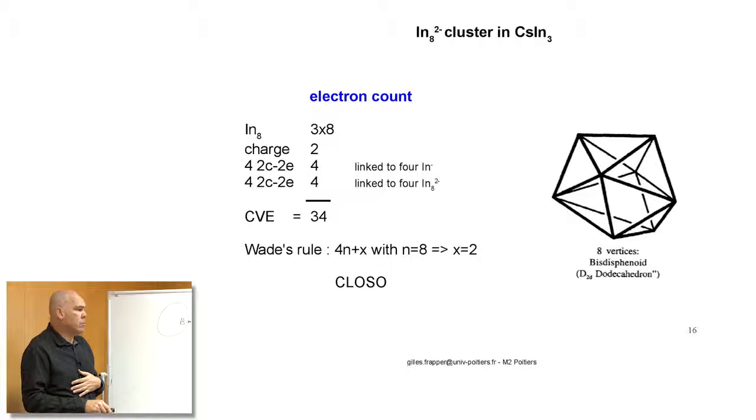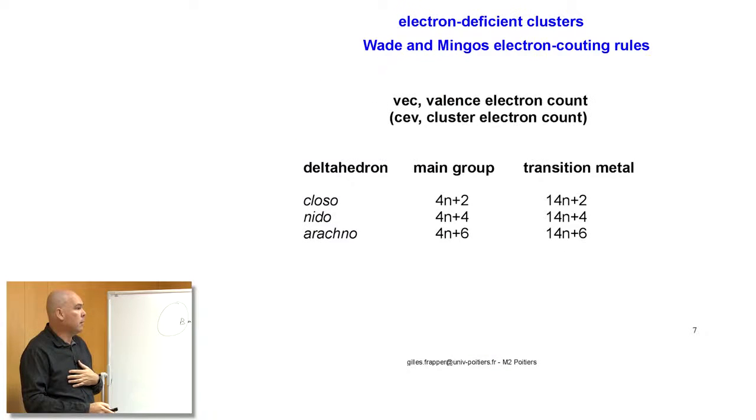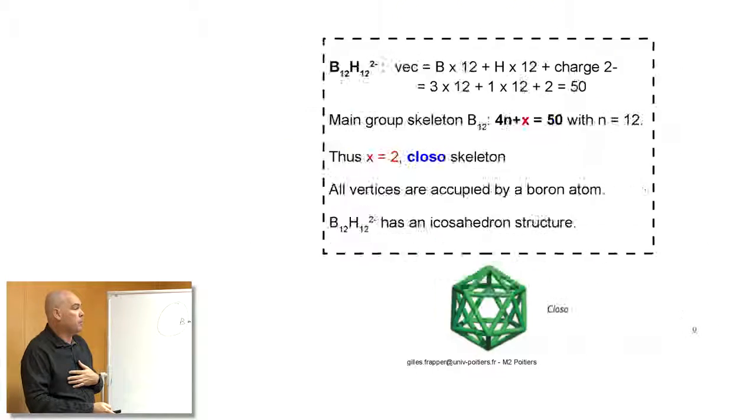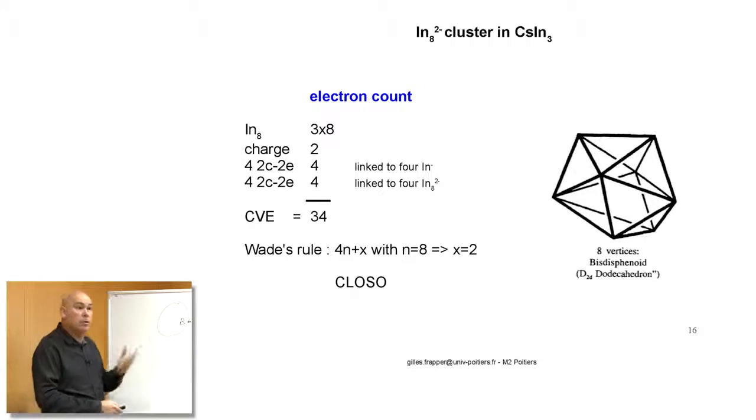So using the Wade rule, x is equal to 2. So you should find for In8 2 minus a closed skeleton, a closed skeleton for 8 atoms. Okay? So let's have a look at the previous slides. So for 8 atoms, so 5, 6, 7, 8, it is this one, the one that I showed you here. So you may understand why we find this cluster in CsIn3, actually.